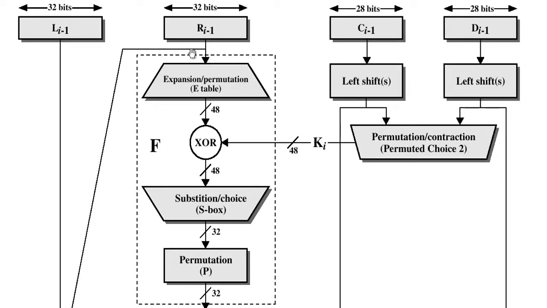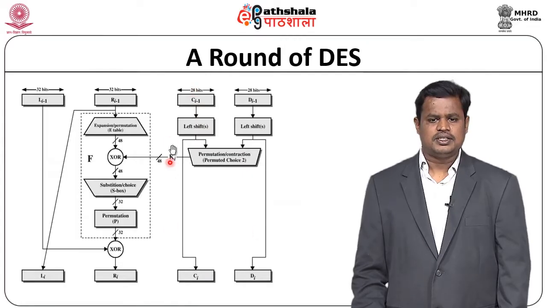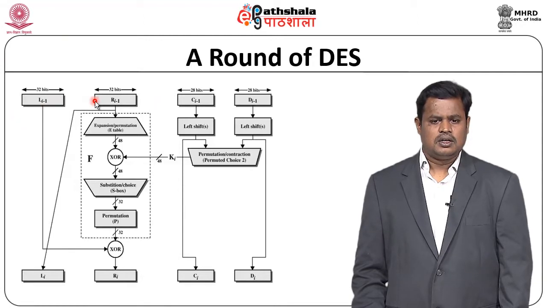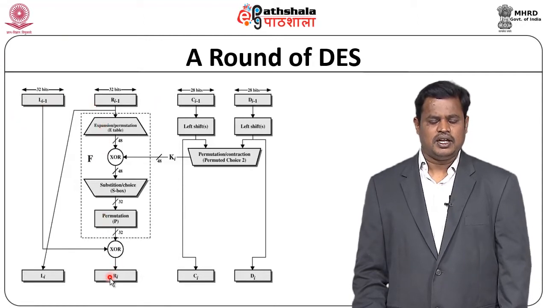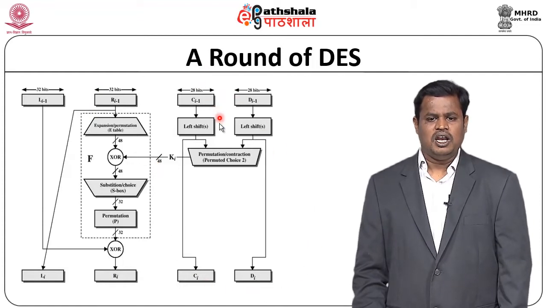We need to understand the structure available within the round. Here we go for an expansion. This block is the key generation component of your DES algorithm, and this block is the encryption of your actual data. Our data goes through such a function, and finally it is encrypted and we get the ciphertext. But this other half has the role of only key generation.